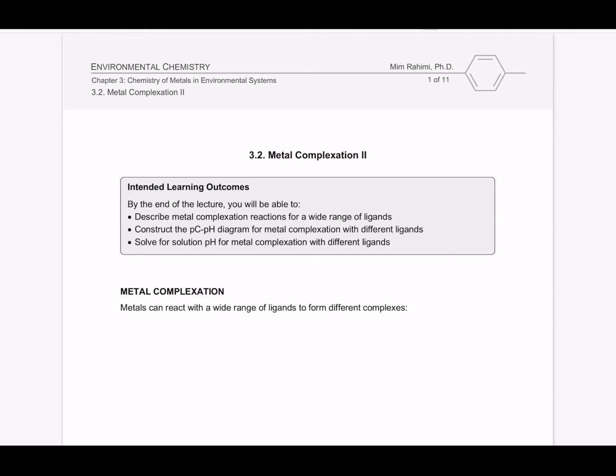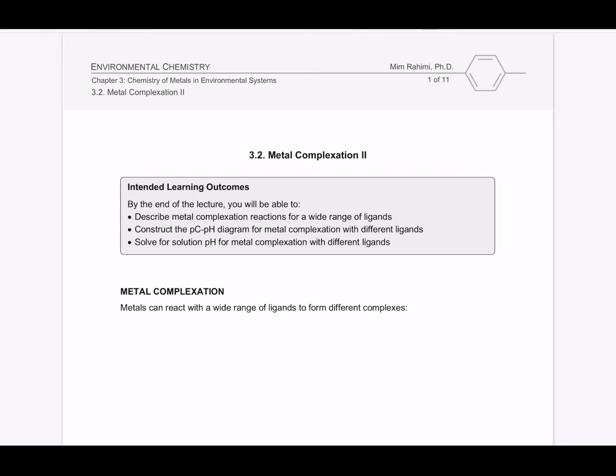Welcome to the second lecture of chapter 3. Today we're going to cover the second part of metal complexation. This is basically a more advanced, more comprehensive version of what we talked about in the first lecture.